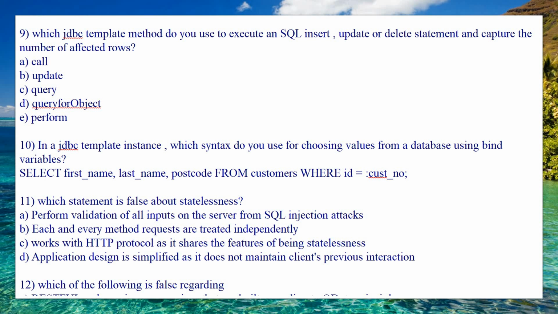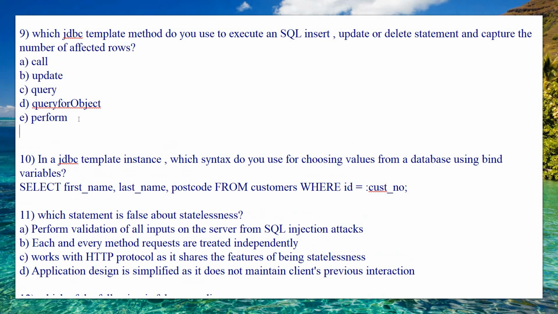So next one is the 9th question. Which JDBC template method do you use to execute an SQL insert, update or delete statement, and you need to capture the number of affected rows? To capture the number of affected rows, there is only one, that is update. With the help of update, you can either capture the number of affected rows or you can change it. So the answer for the 9th question is option B, which is update.